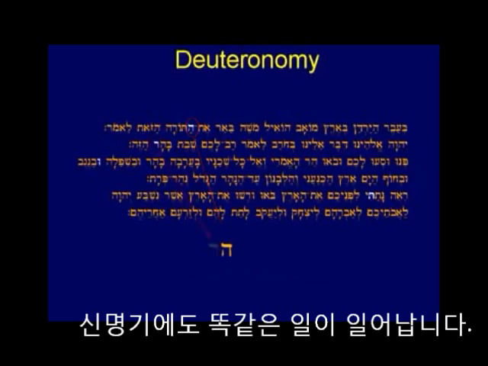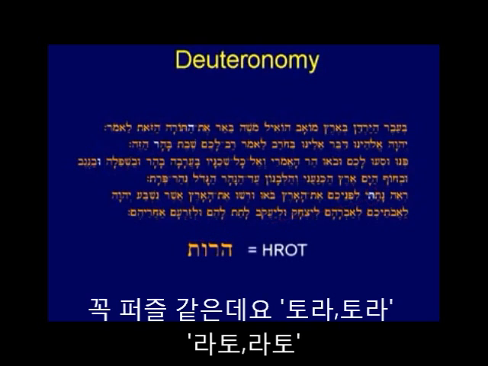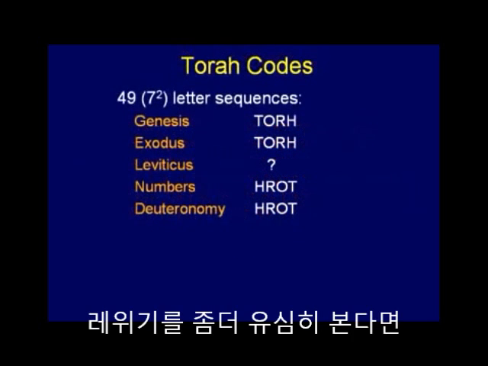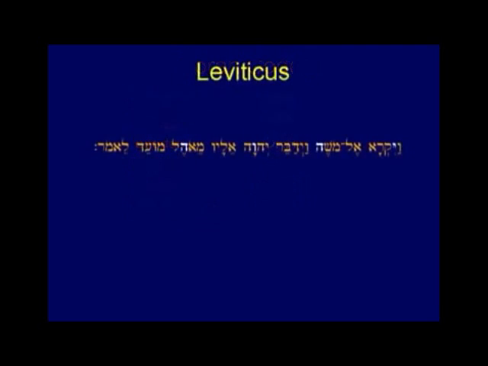You go to Deuteronomy, you have essentially the same equivalent thing happens, and now you're puzzled because you've got it forward, forward, backward, backward. You can't resist going back to Leviticus and looking at Leviticus more closely. We have 49 and 7 squared letter sequences: Torah, Torah, forward in Genesis, Exodus. Backwards in Numbers and Deuteronomy.